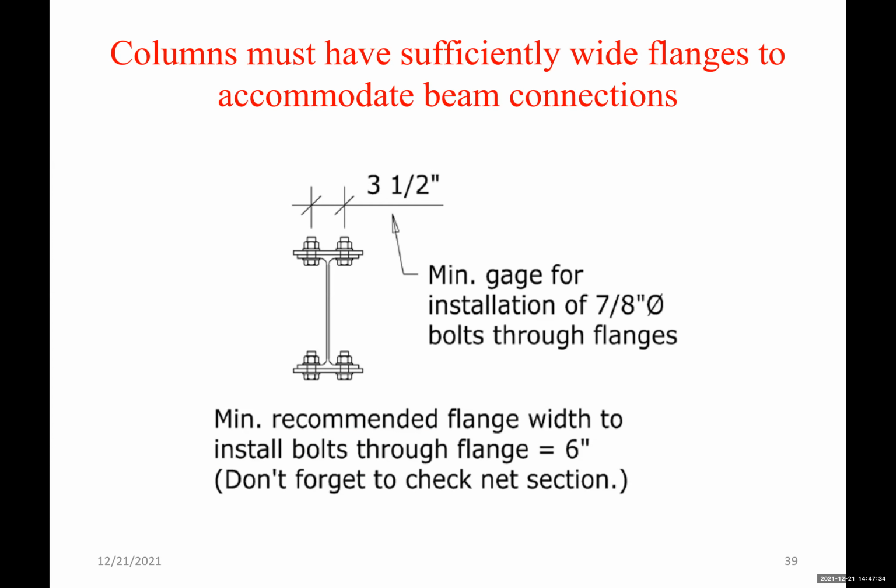Columns must have sufficient wide flanges to accommodate beam connections. Okay, so we prefer to frame to column flanges. So the column flange should have adequate width to accommodate the connection. So we talked about the use of larger column sizes to accommodate the connection. This is also related to it.